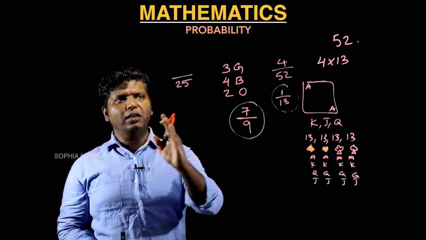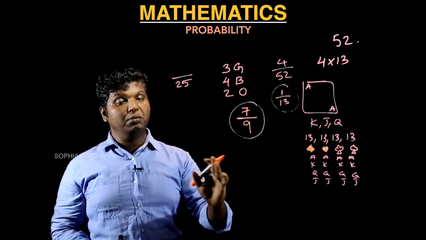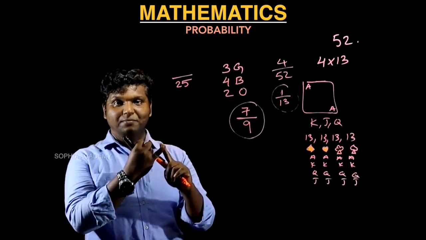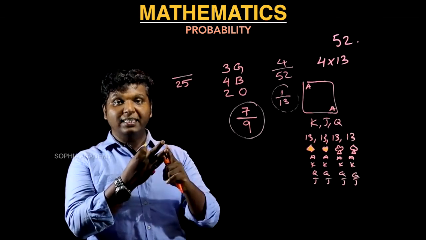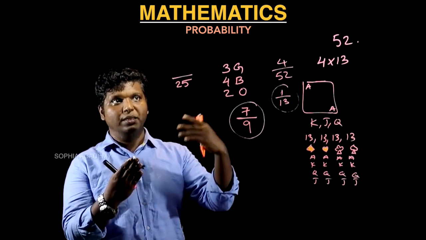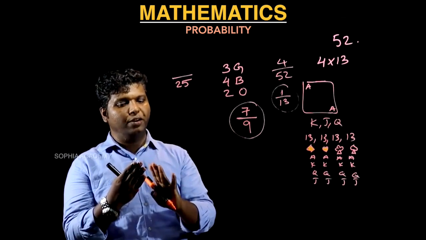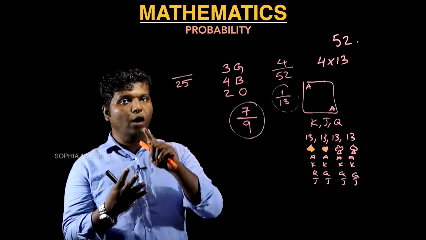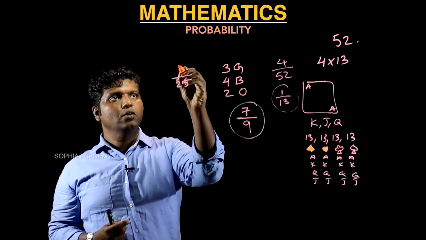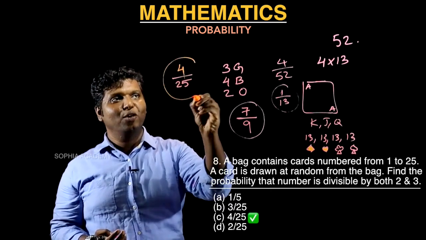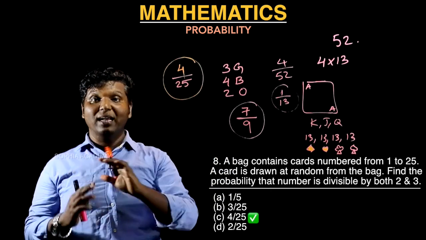So tell me, from 1 to 25, how many numbers are there which are divisible by 6? Just count on: 6, 12, 18, 24. The table of 6, right? More than 24 we can't go. The next one was 30, but there are only 25. So 6, 12, 18, 24. How many? 4 of them. So 4 by 25. That's your answer, 4 by 25. So that's why I told you, you will get this within 1 minute.